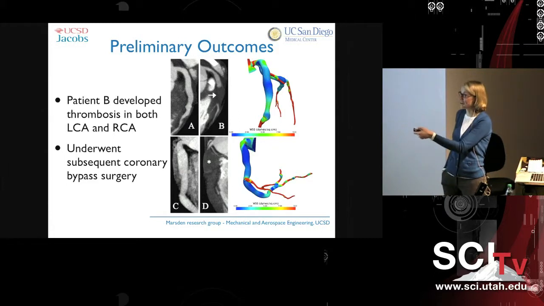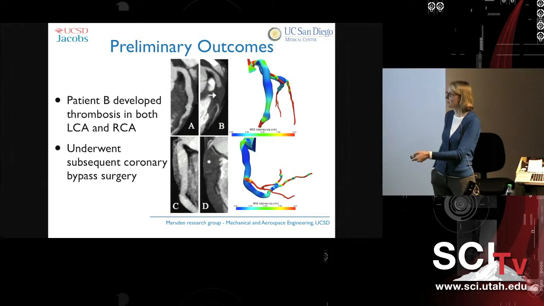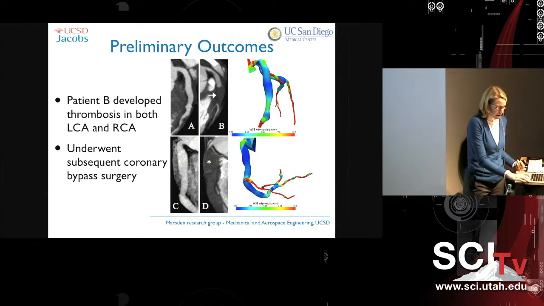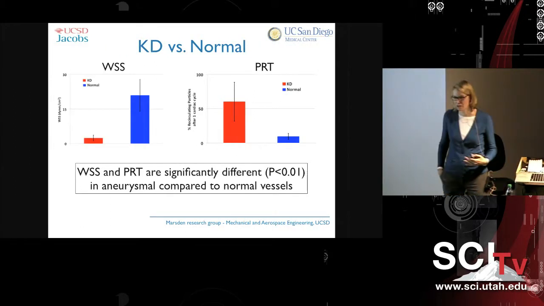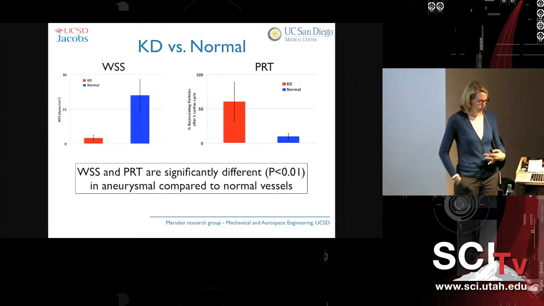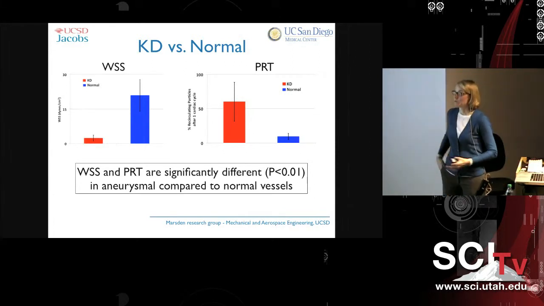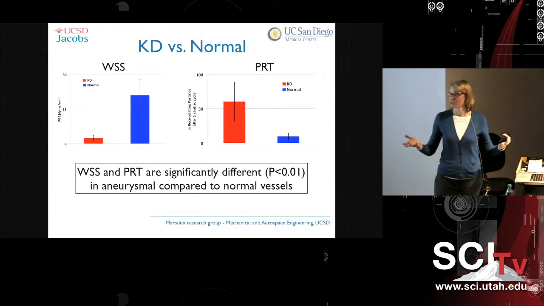But here you can see the correlation between, this is the location of thrombus formation. This was our simulated wall shear stress. And here's the left and this is the right coronary, correlating with areas of low shear. And that was also the patient who had the lowest shear of the group that we looked at and the highest particle residence times.